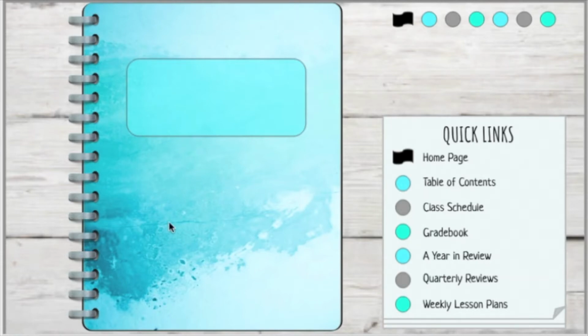You're going to have your cover in whatever design you choose, and you're going to have your quick links, which you can see here on the post-it: homepage, table of contents, class schedule, grade book, a year in review, quarterly reviews, and weekly lesson plans. All of the symbols next to those links correspond to the symbols at the top of the page, so when you click on them, they take you where you want to go. And you can personalize it using this area on the front.